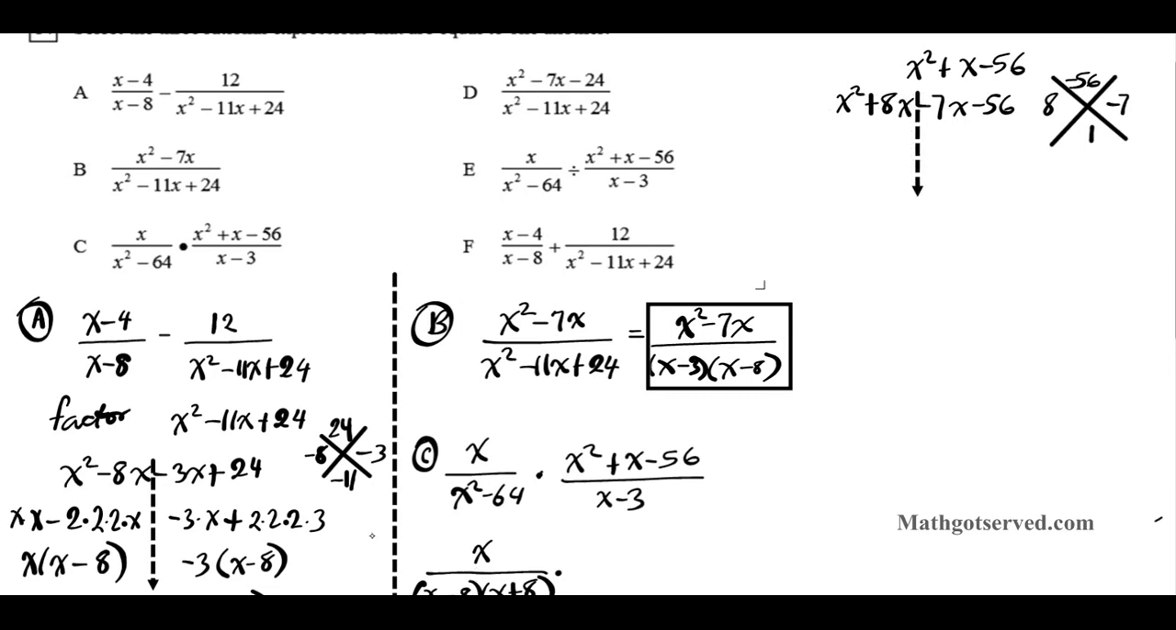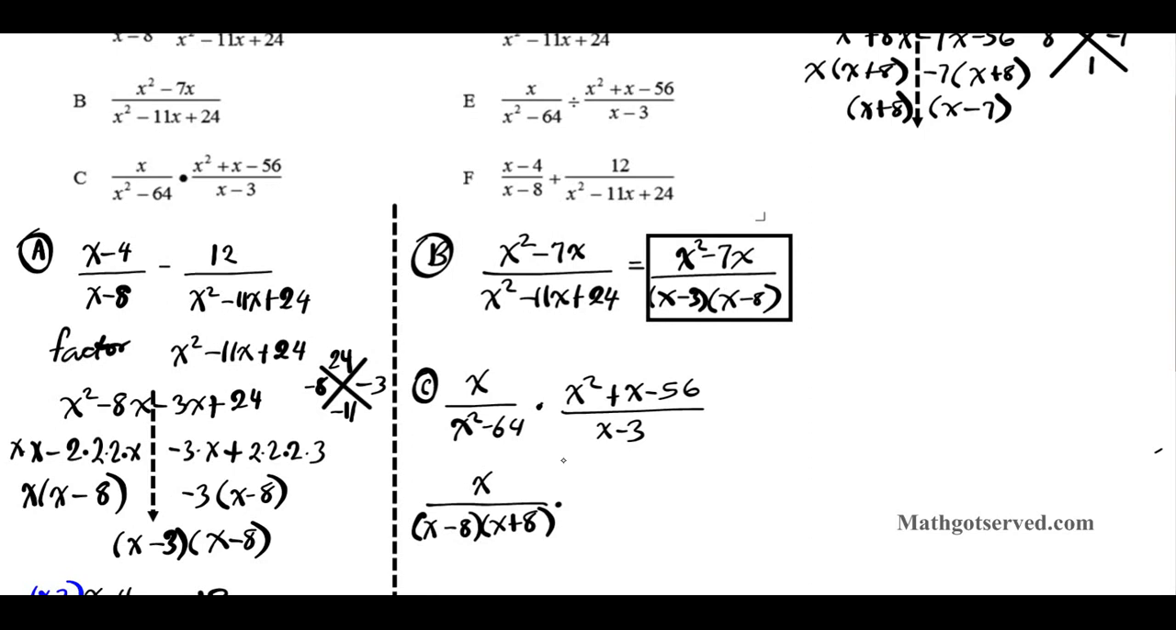So what do we have here? From these two, we can take out an x, so we have x times x plus 8. Then take out a negative 7 here, times x plus 8. So we have x plus 8 times x minus 7. All right, so that's the factored form. Let's put it here, x plus 8 times x minus 7, and then this divided by x minus 3.